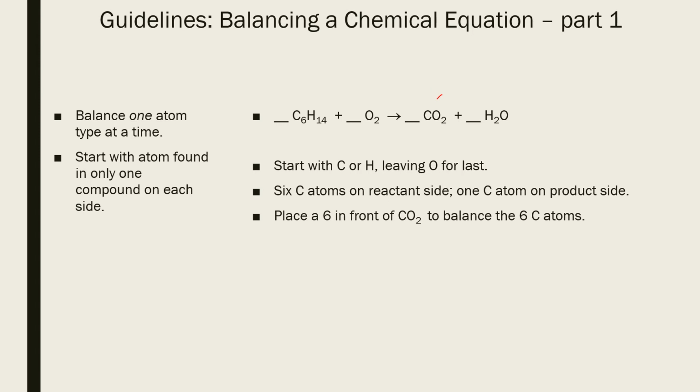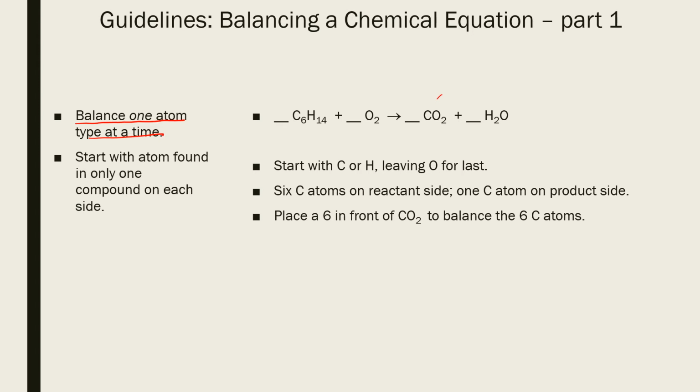So the rules are: first is balance one atom at a time. For example, if you want to balance carbon atom, so just balance the carbon atom. Balancing means that the total number of carbon atoms in the reactant side must be equal to total number of carbon in the product side.